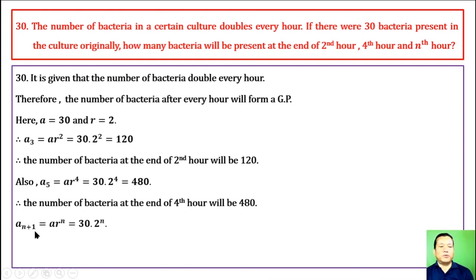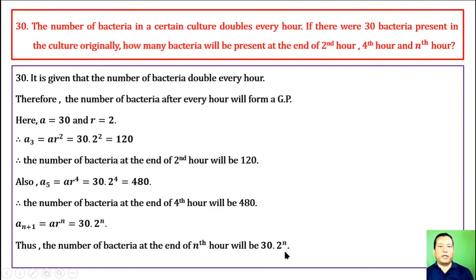a of n plus 1 is ar to the power n. Giving their respective values, we get 30 into 2 power n. Thus, the number of bacteria at the end of n hour will be 30 into 2 power n.